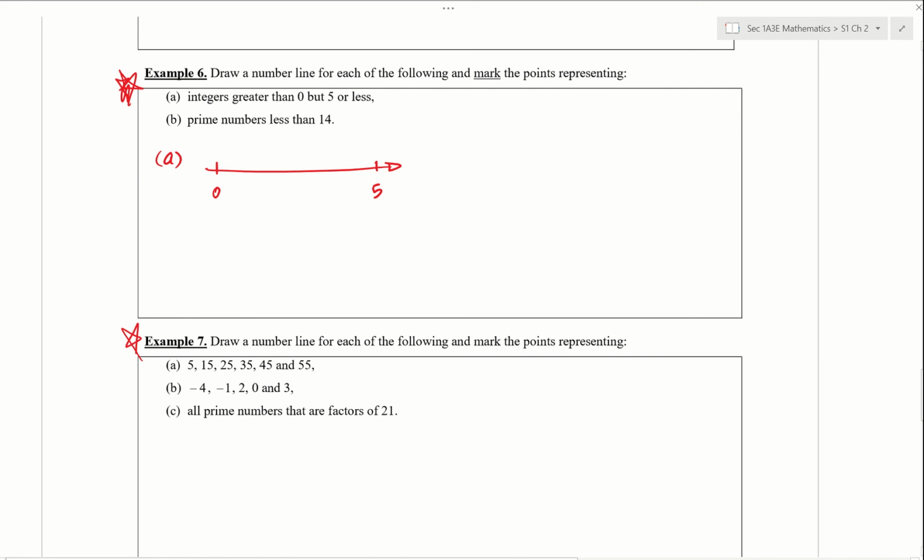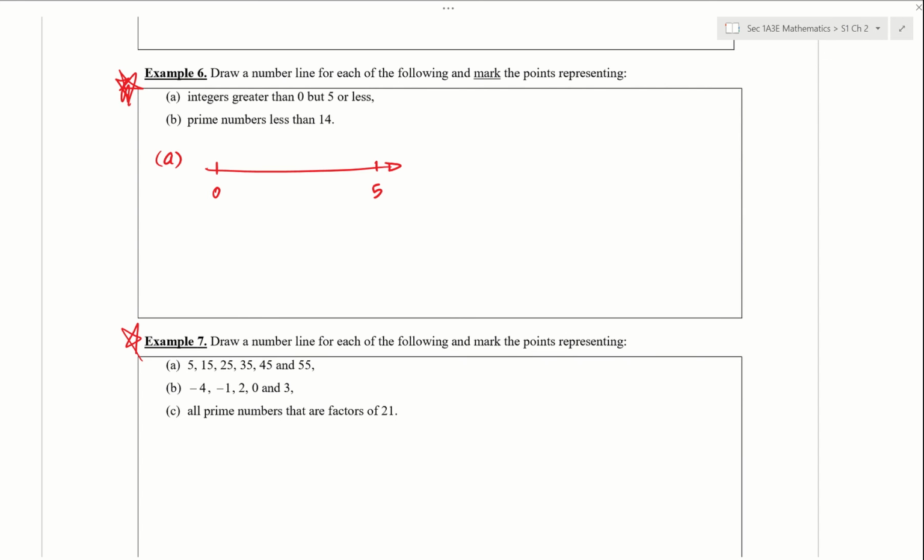So if this is 0, this is 5, then in the middle, what is it going to be? You cannot just leave it as blank. So the most logical numbers to fill in will be 1, 2, 3, 4. But when you draw 1, 2, 3, 4, you make sure that the spacing is the same. Of course it must be the same. You cannot have one unit being very big, one unit very small.